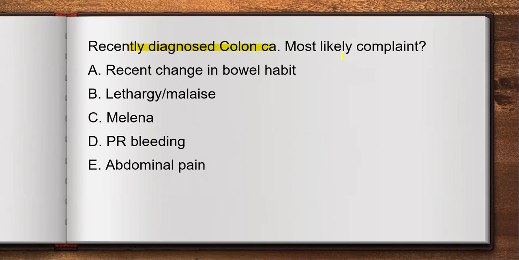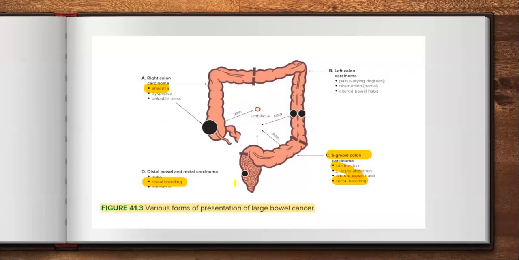In such cases, you have to choose the best option. Even if it is right or left colon cancer, the most likely complaint every patient will have is tiredness or lethargy. Not just PR bleeding, not melena, not abdominal pain, not change in bowel habit, but every patient will have some tiredness. So in that case, we have to choose this one. But obviously, if they say that it's a cecal cancer or a sigmoid cancer, then we can easily understand it by the right and left.